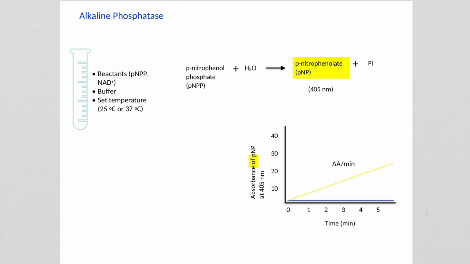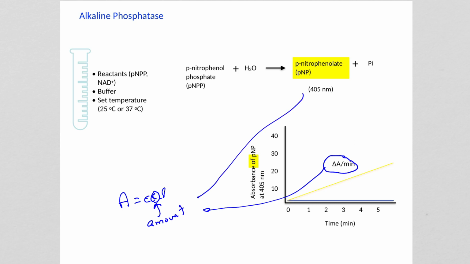So once we have this absorbance change with time, we can now use the Beer-Lambert law to calculate the concentration or the amount, in this case, of para-nitrophenolate that is formed.